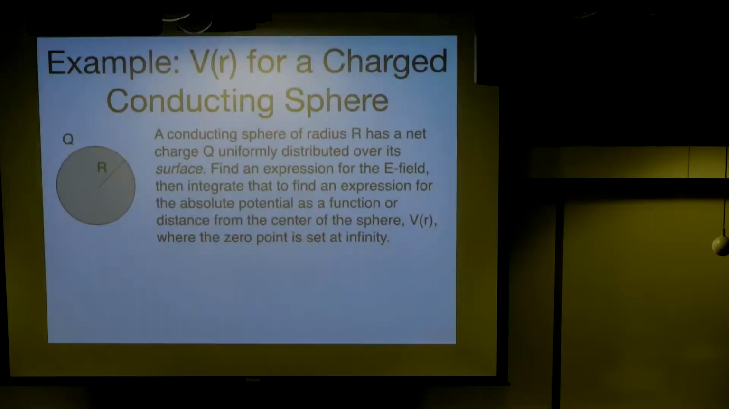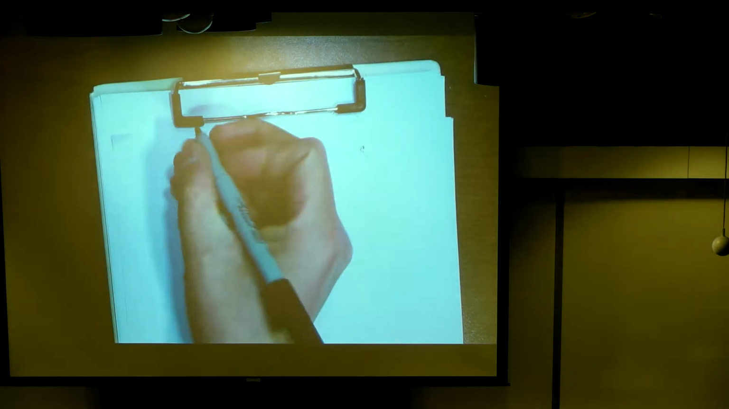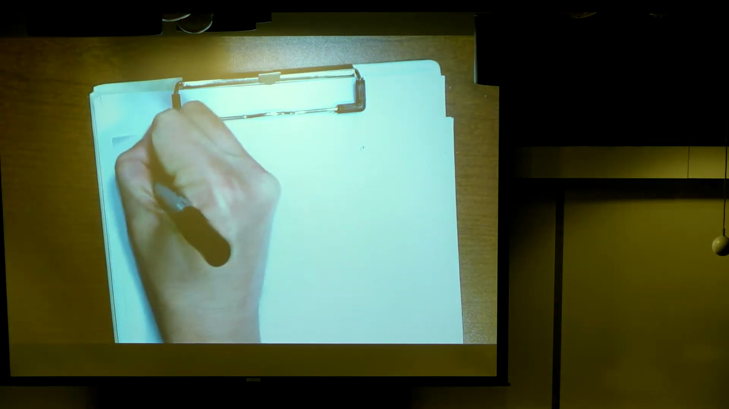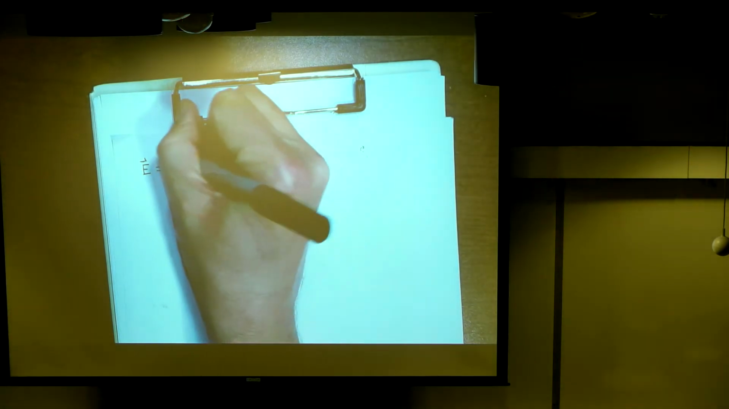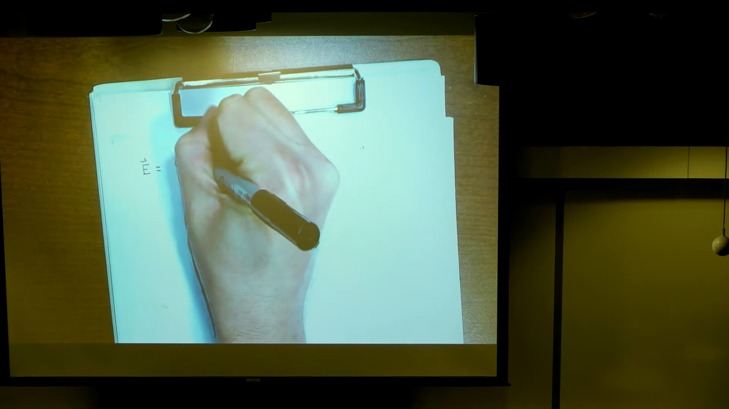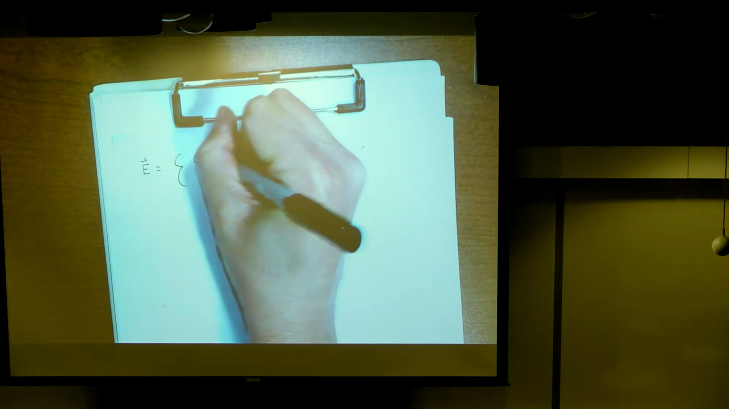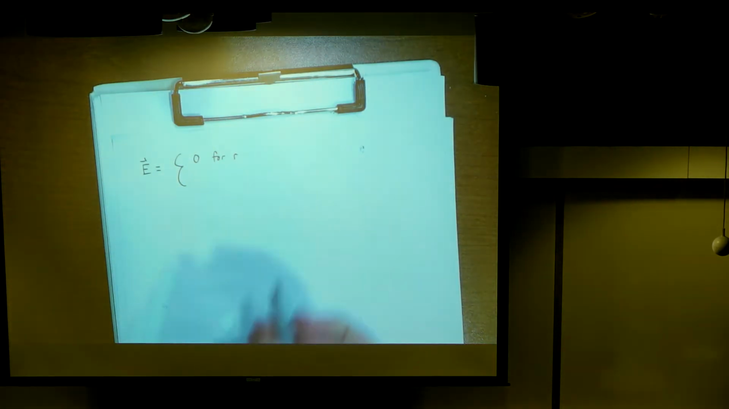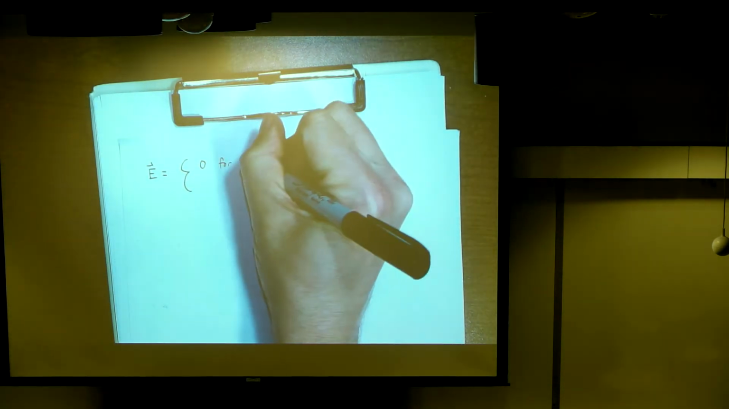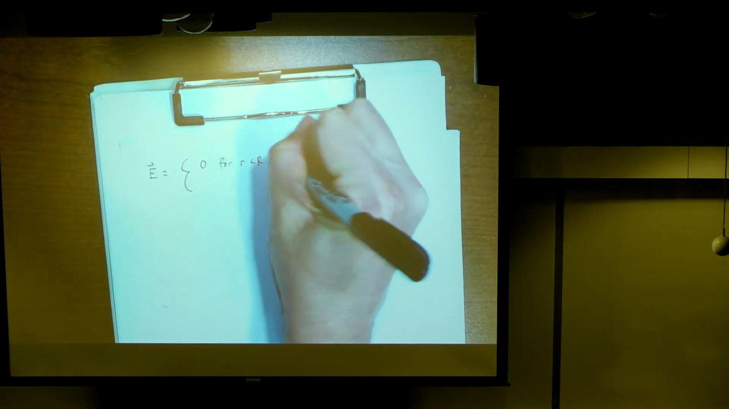So here, let's start with the first part of this. Does anyone remember, for a conductor, when there are no moving charges, what can I say about the E field inside of the conductor? It's equal to 0, right? So I can say that E is equal to 0 as long as R, small r, our distance from the center, is less than big R. That just means we're inside.